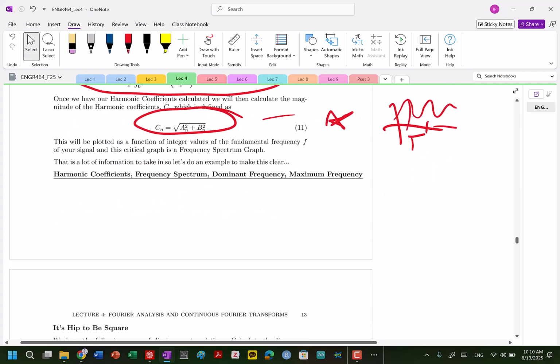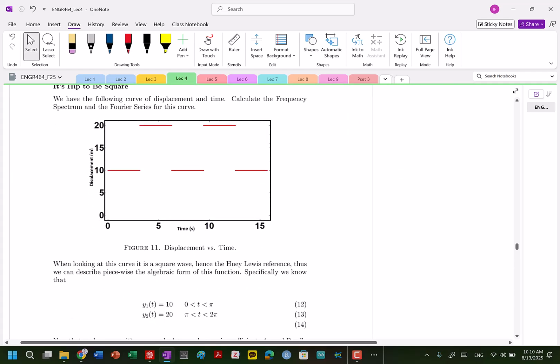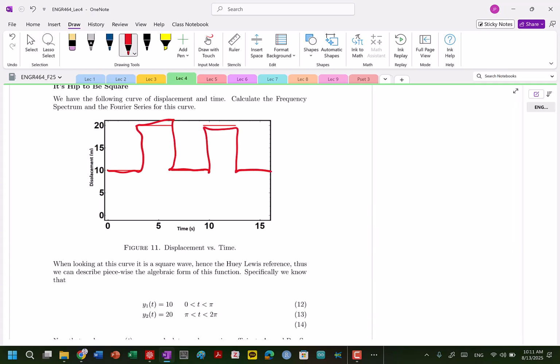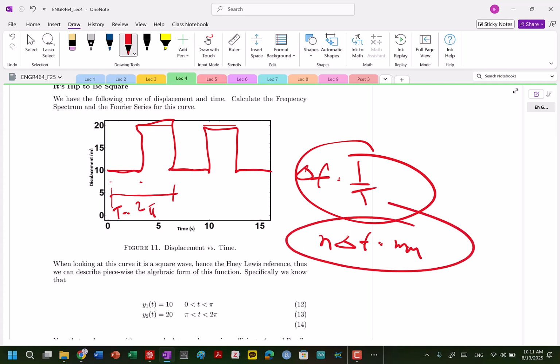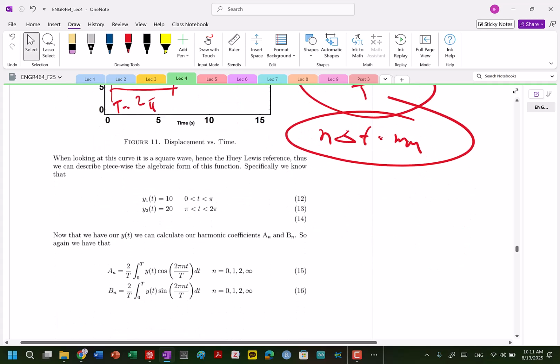So let's go ahead and work some examples. Here I have a square wave. It goes from 10 to 20, back to 10, to 20, et cetera. One of the first things I can see here is this is going from 0 to pi, 0 to 2 pi. So my period is going to be 2 pi. Now my fundamental frequency, or my lowest frequency, is 1 over T. So you've already found your fundamental frequency here, and that's beautiful. Additionally, in a continuous Fourier transform, depending on my number of harmonics, n times delta f is going to be my max frequency. So whatever largest value of n I choose, that's your maximum frequency. Dominant frequency is where we have to calculate everything.